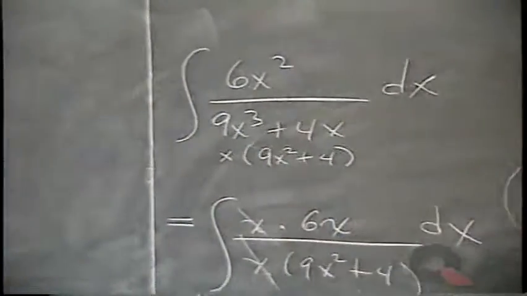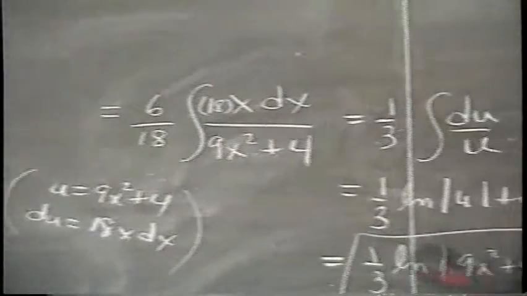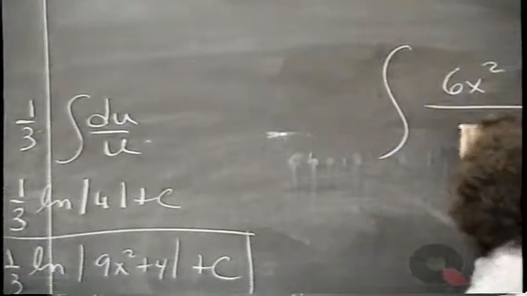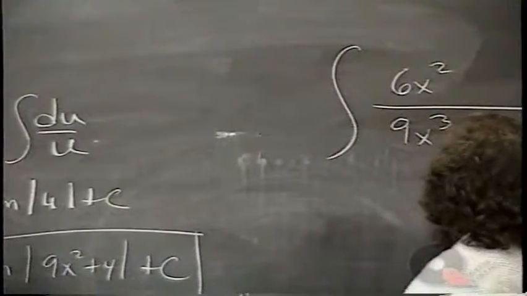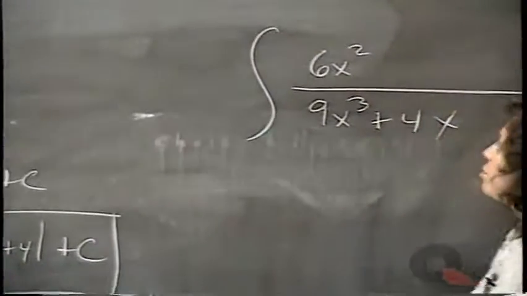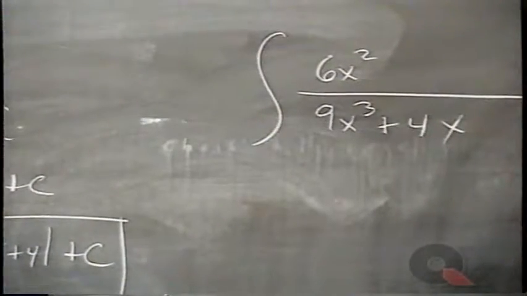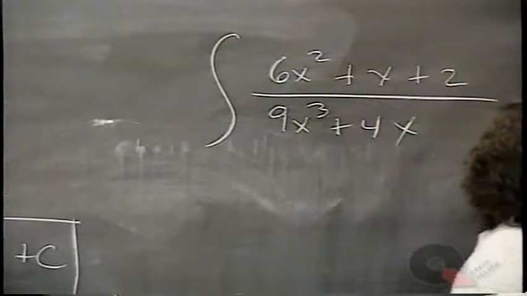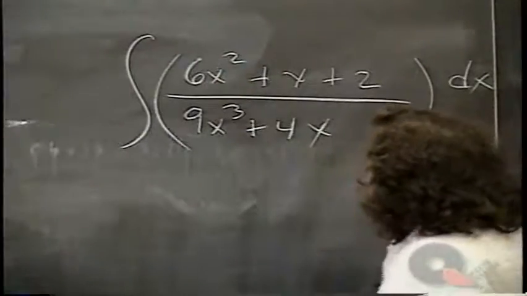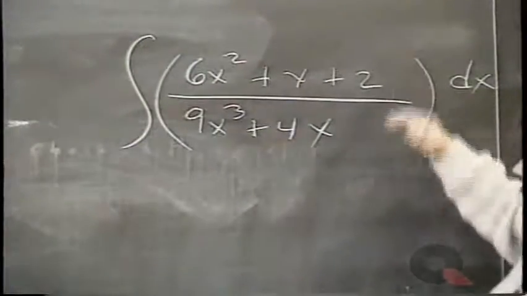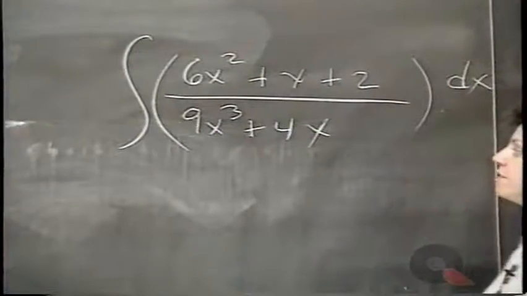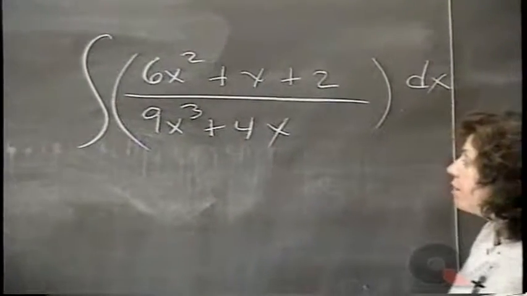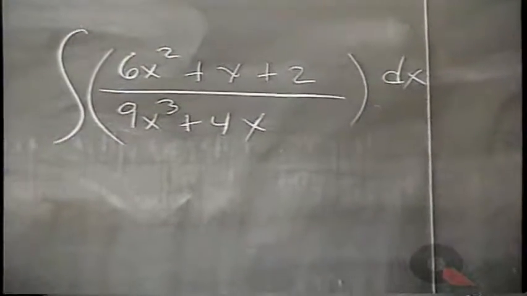Now, what if the problem, instead of having 6x squared, okay, the problem we just did was 6x squared over 9x cubed plus 4x, and here we could reduce this by dividing top and bottom by x. Here, suppose it was 6x squared plus x plus 2. Okay, then we have a rational function, quotient of two polynomials. The numerator does have degree less than the denominator. And here there's no easy way out. Here we're going to need the partial fractions. So let's see what we can do.